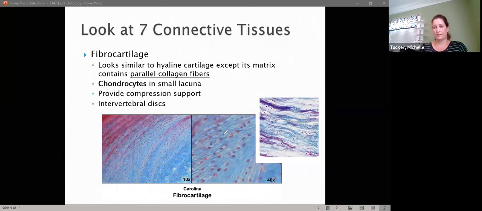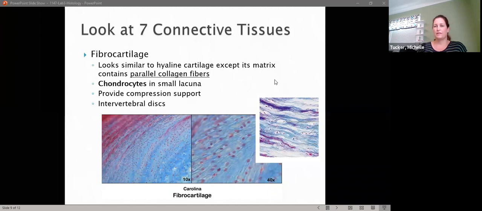And like I said, it resists compression. If we give this specimen to you, we still try to show you that there are chondrocytes, just so that you have an idea that you're looking at cartilage. And again, it's found in intervertebral discs. Okay.